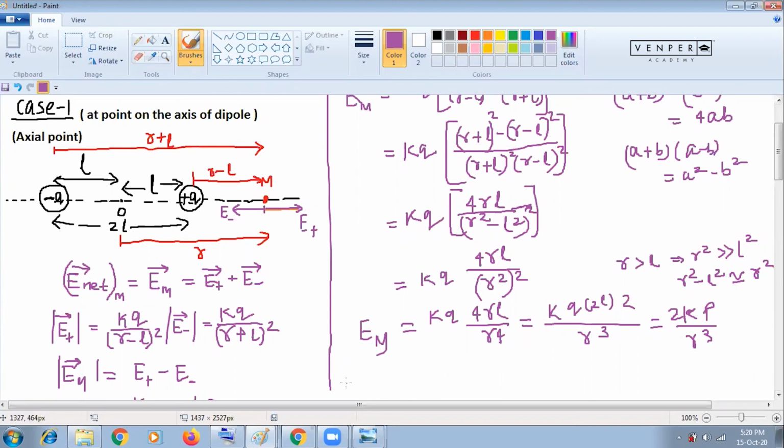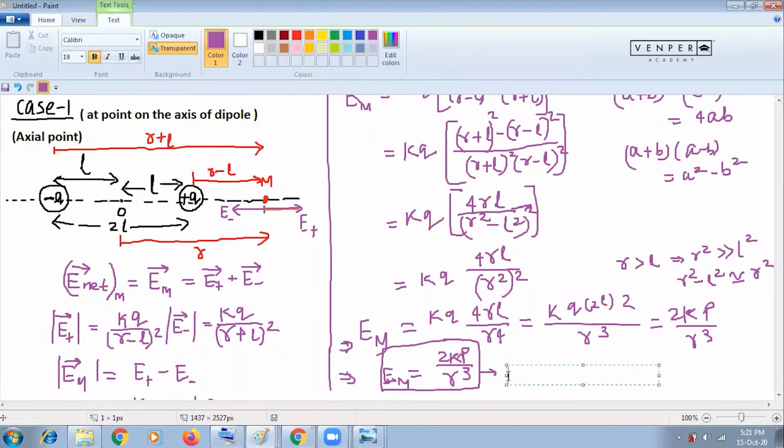That means you are writing here: this implies electric field at point M, how much coming? 2KP by R^3. So this is your formula you are getting. This is the magnitude format, write this. All the derivation I did, and initially we missed this square, because electric field goes as the square of the distance. It is not R plus L; that is for potential. So this is your magnitude part.